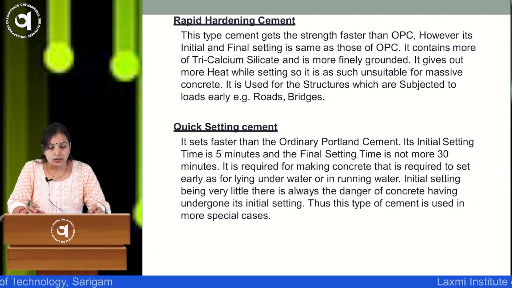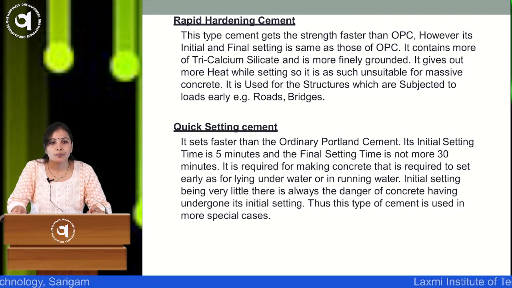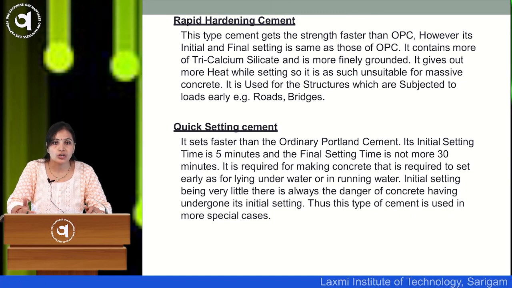Going to the next, quick setting cement. Quick setting means it will set quickly. It sets faster than ordinary Portland cement. Initial and final setting times are also less, that is 5 minutes initial and 30 minutes final. It is required for making concrete that needs to set early, such as for lying under water or running water. So, we will use this cement in running water or where we want fast load, and roads also we can prepare.